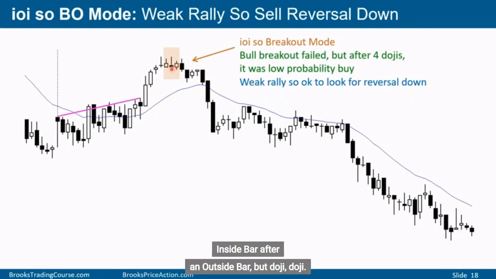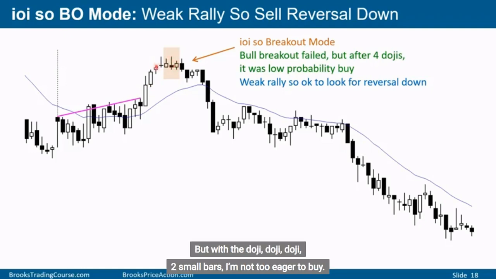Inside bar after an outside bar, but doji, the market's losing momentum. We have a breakout above a wedge, and we have shrinking bull bodies. Here, smaller, smaller, smaller. We're losing momentum. The bulls have a high 2, high 1, high 2. You can simply call it a high 1. You could say this is the high and that's a pullback.